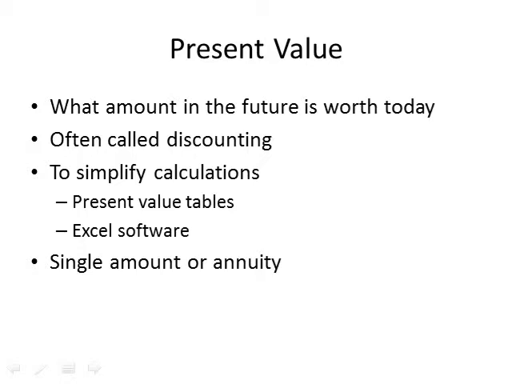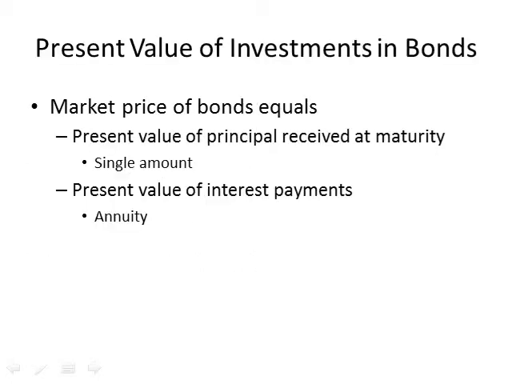Some investments provide the investor with only a single future receipt. Annuity investments provide multiple receipts of an equal amount at fixed intervals over the investment's duration. The present value of a bond, its market price, is the present value of the future principal amount at maturity plus the present value of the future stated interest payments. The principal is a single amount to be received by the investor and paid by the debtor at maturity. The interest is an annuity because it occurs periodically.